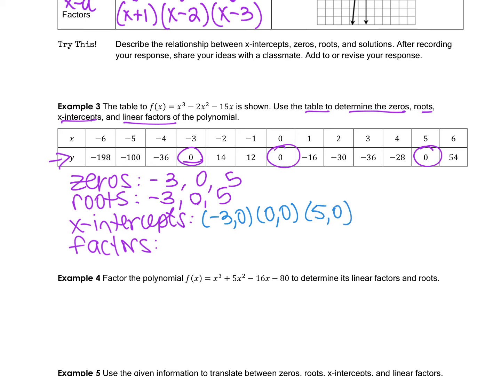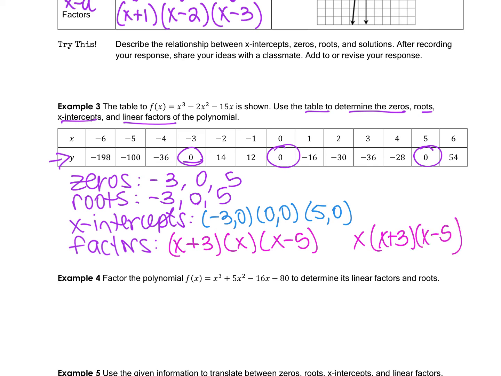And then our factors, remember, are in the form x minus a. So that would be x minus a negative 3, which will make it plus 3. X minus 0, which is just an x. And then x minus 5. And if you want, you could also just put it as x plus 3, x minus 5. Now, if we had factored it, we would have got this for our answer. So this is another way of finding our factors, looking at a table, looking at a graph, and then finding our zeros and changing them to factors.